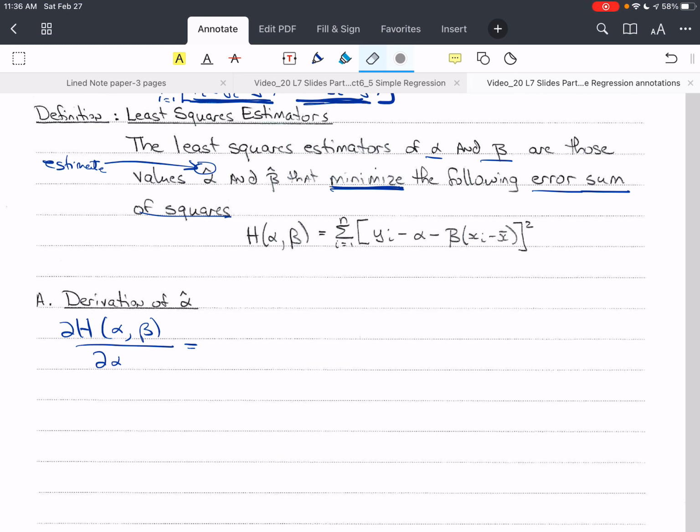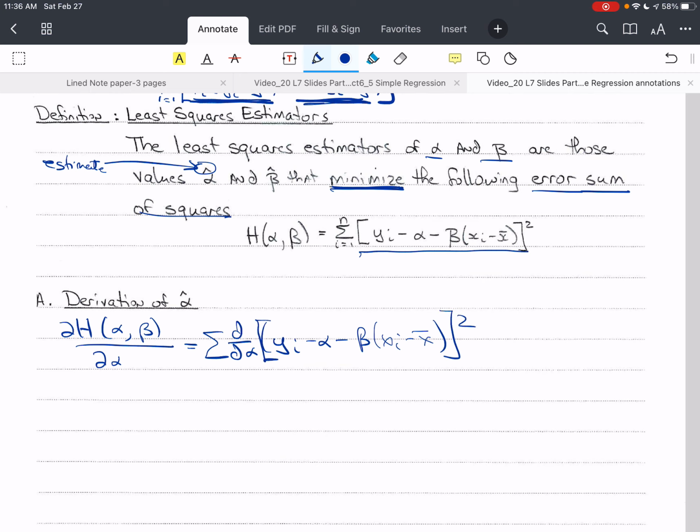So the derivative of the sum is equal to the sum of the derivatives, and the sum of the derivatives is equal to the derivative of the sum. That is something you need to know to do calculus, especially in statistics here with all these summations. All right. So I'm going to take the derivative. So this is going to be the sum of d alpha of what's inside, yi minus alpha minus beta times xi minus x bar, quantity squared. Okay? So I can do that.